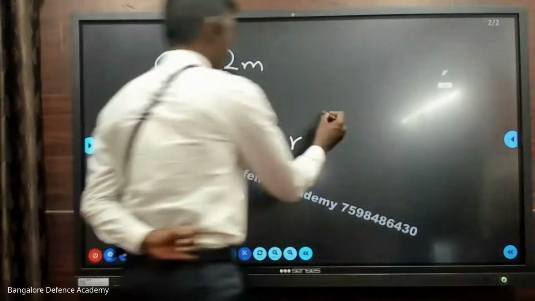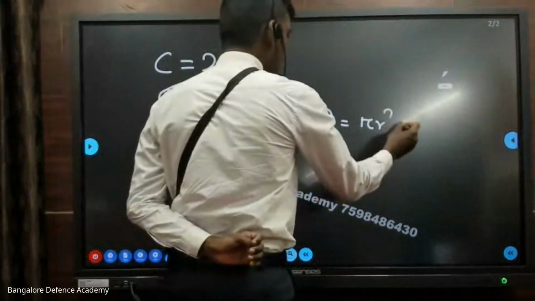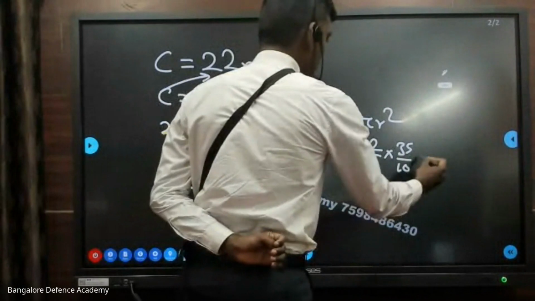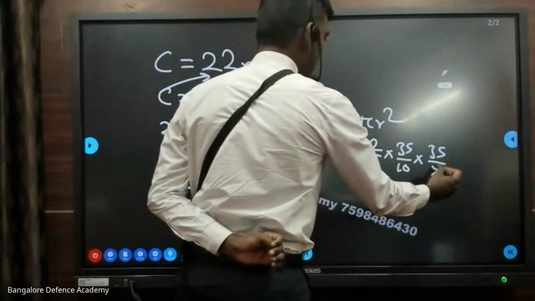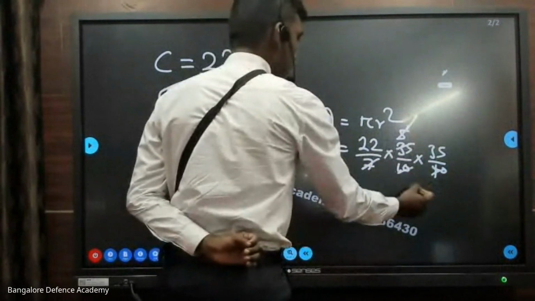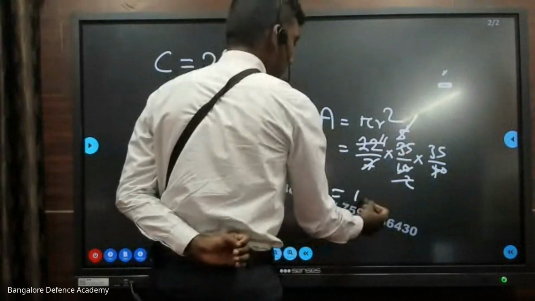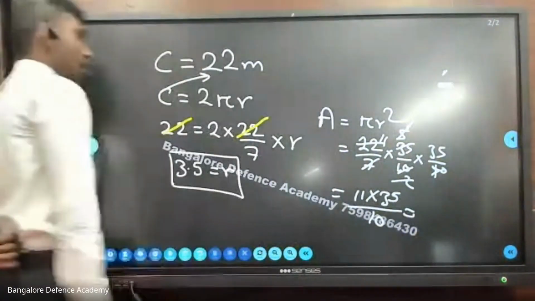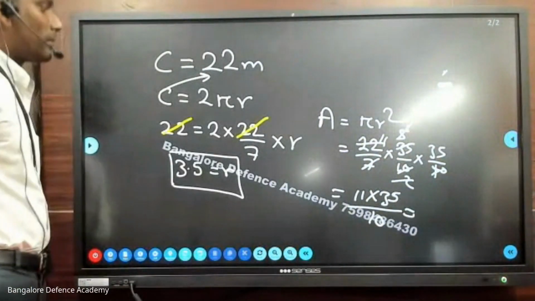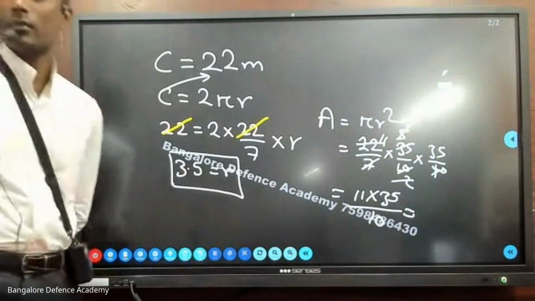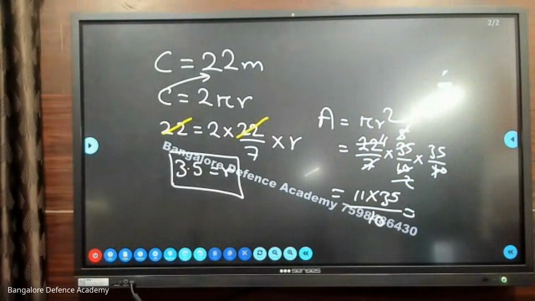So radius I got. Now area I have to find. What is the area formula? Pi r square. This is 22 by 7 into 35 by 10 into 35 by 10. Right? So 7 ones are 7, 5s are 35. So how much you get now? 5 ones are 5, 2s are 10, 2 ones are 2, 11s are 22. Multiplying 11 into 35 and dividing by 10, you get the answer. Find out how much you get. 350 plus 35, 385. That means 38.5. Yeah. You are correct.